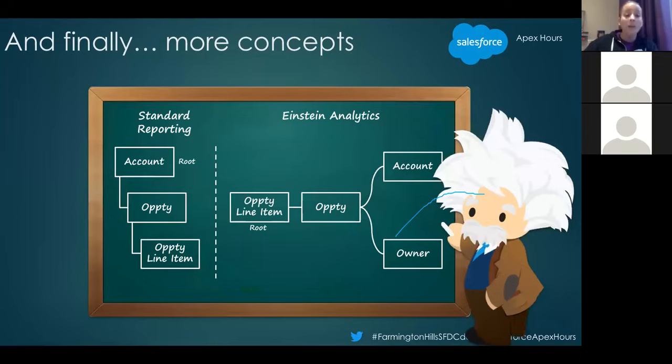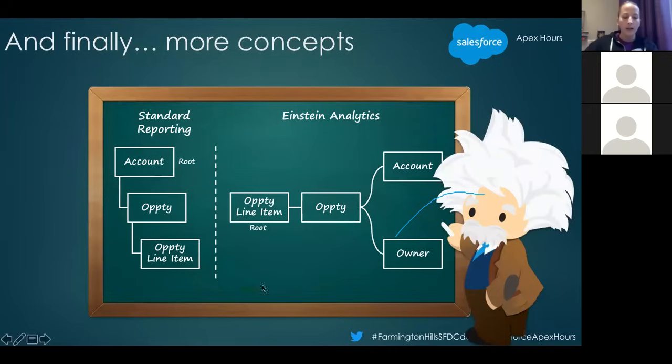Now in standard reporting, as you can see on the left, we're used to working with report types, where we start here on the top level of account. This is our root, and we start moving downwards in the hierarchy. We add in our opportunity, then we may add in our opportunity line item, and then it stops here. We can only have 3 levels.